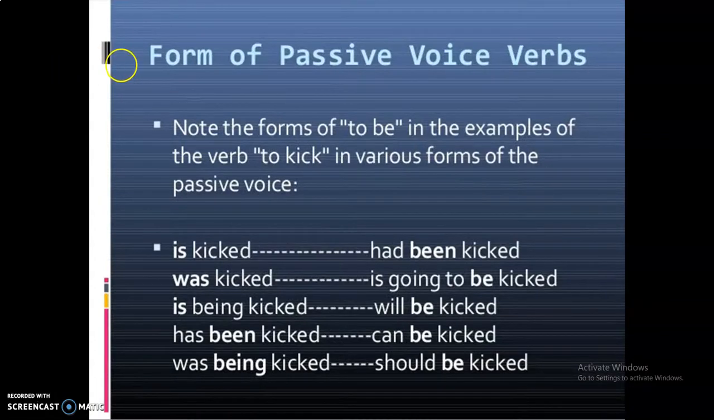Note the forms of to be in the examples of the verb to kick in various forms of the passive voice. How to change to the passive voice? Active to passive. The first verb is kicked. Now change: have been kicked, was kicked, is going to be kicked, is being kicked, will be kicked, has been kicked, can be kicked, was being kicked, should be kicked.